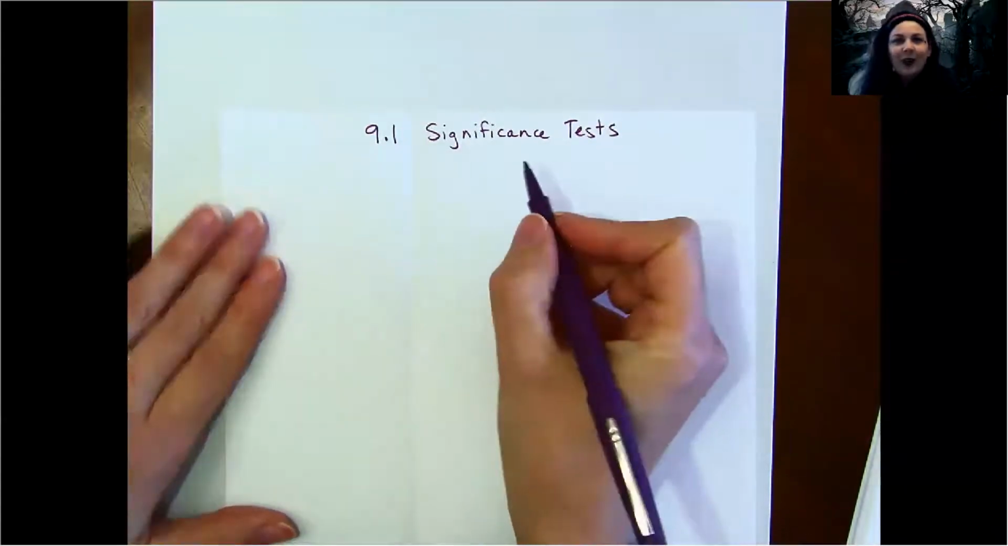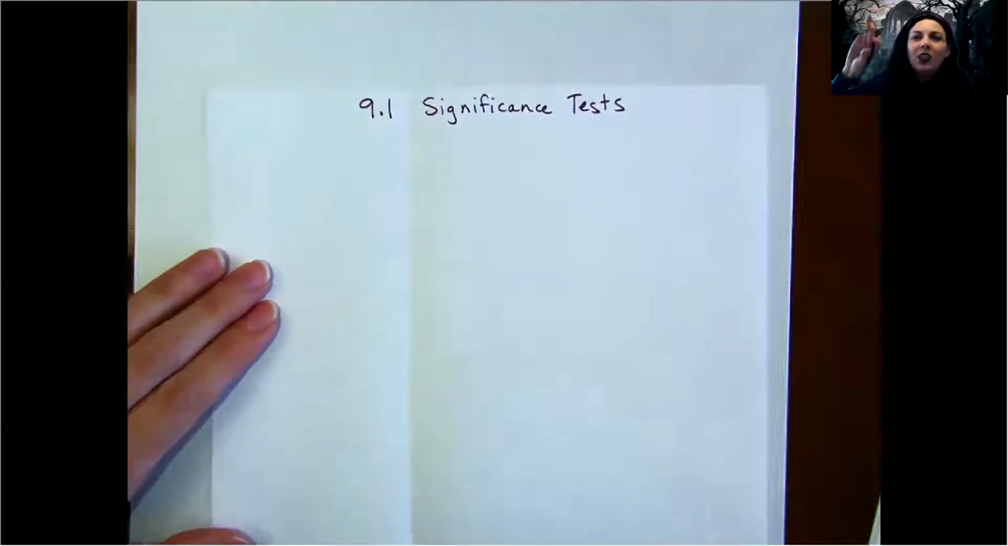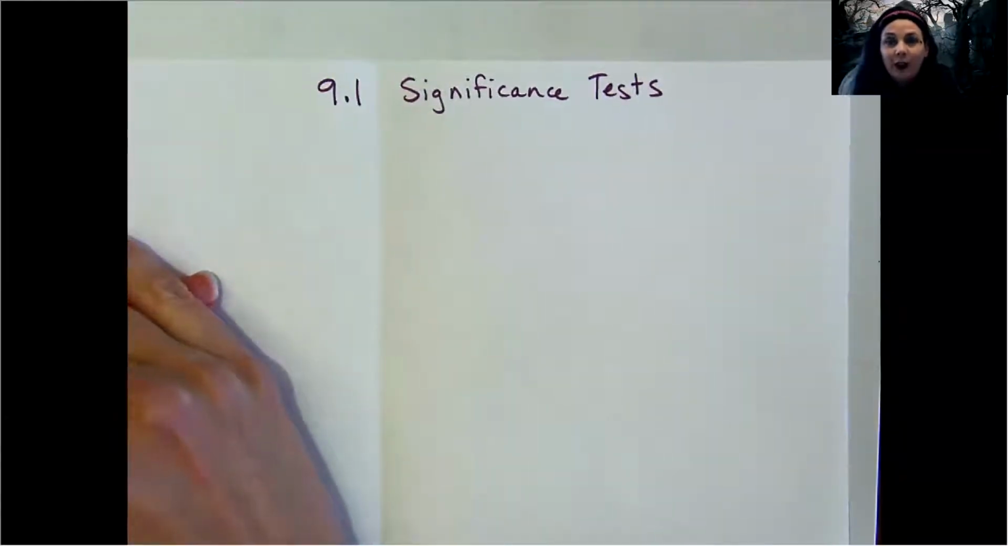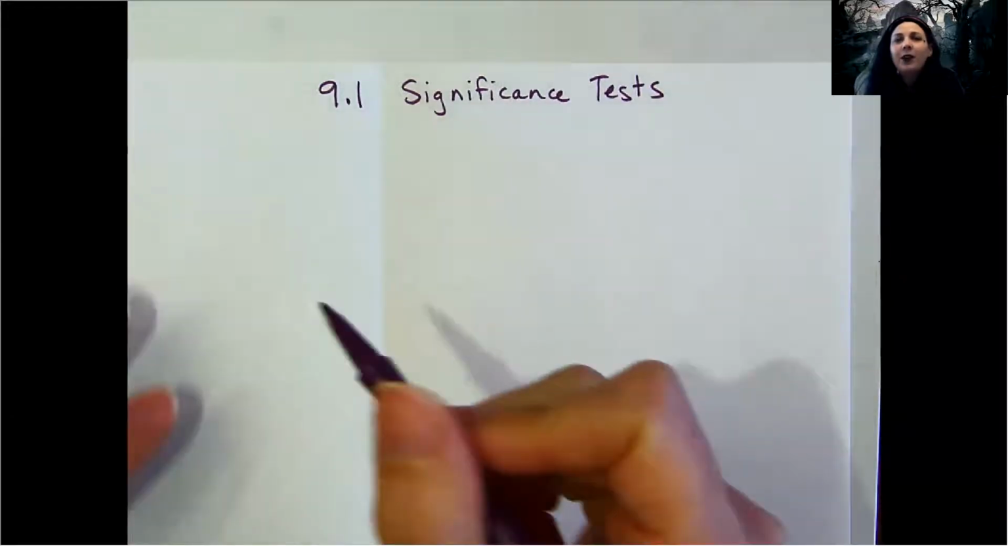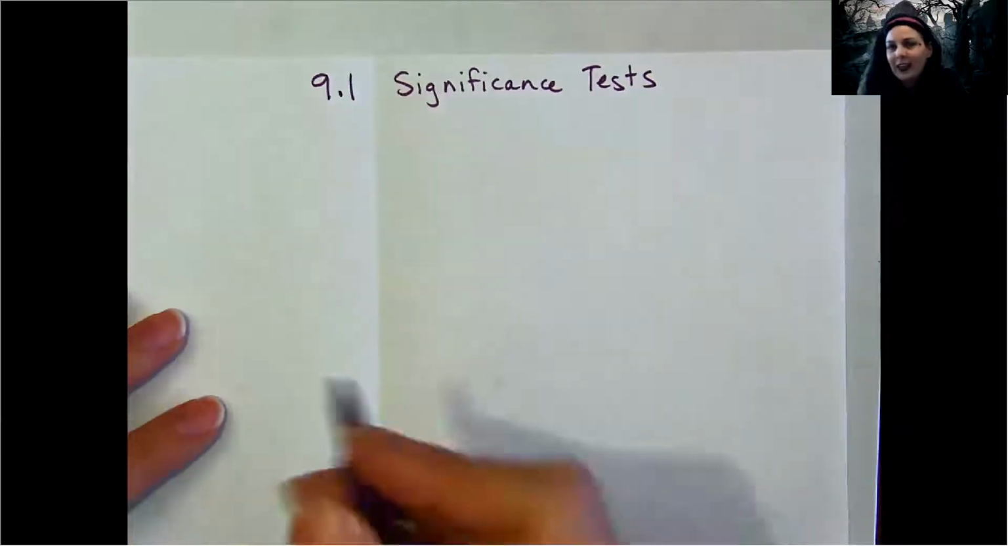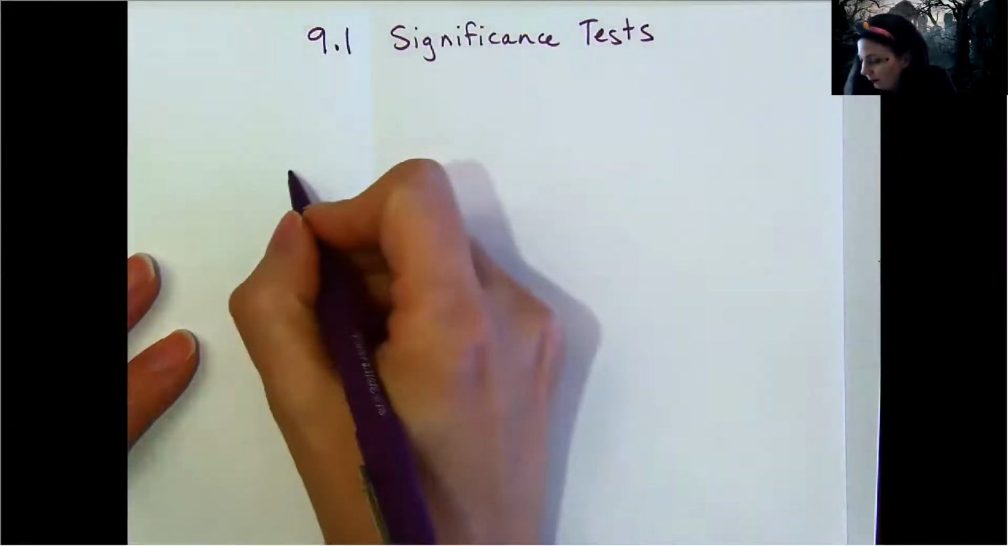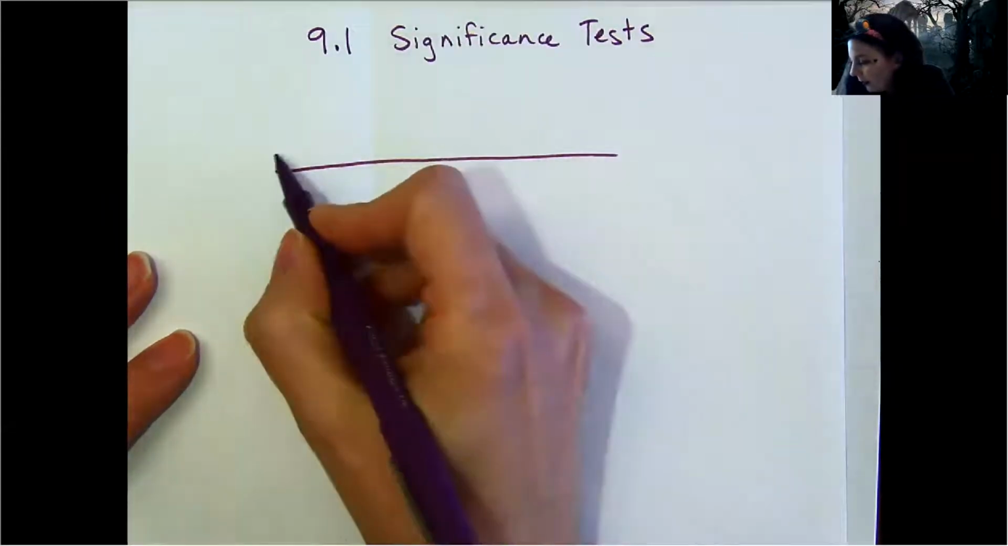All right, so significance tests. We're kind of switching gears. For the last 3 days now, you've been doing intervals with nets. But now we're going to leave the nets behind and we're going to look for evidence. All right, so draw yourself a little bell curve.